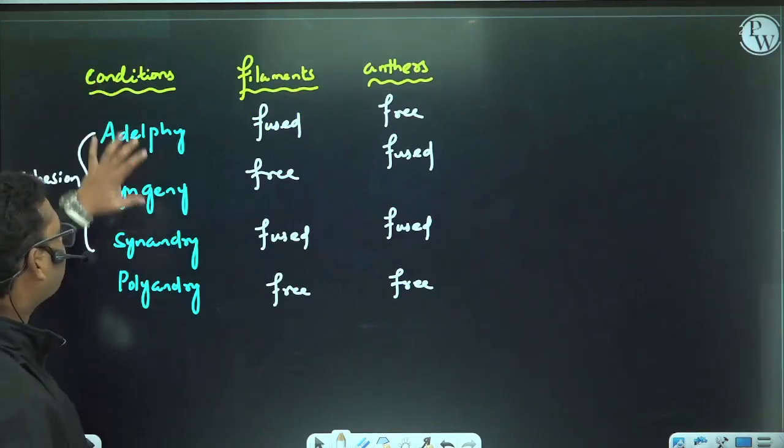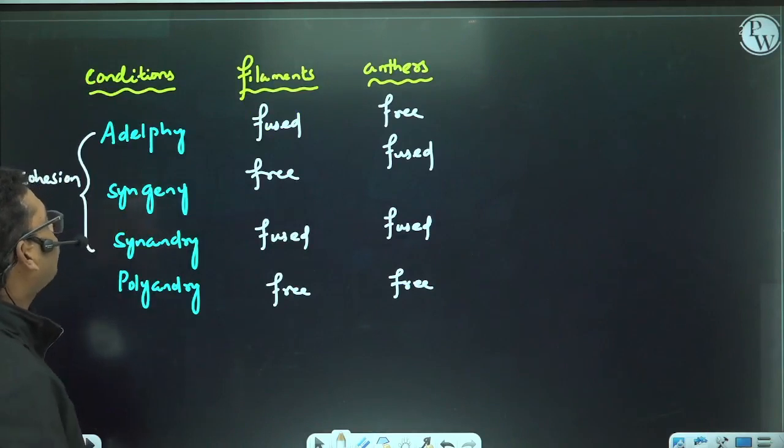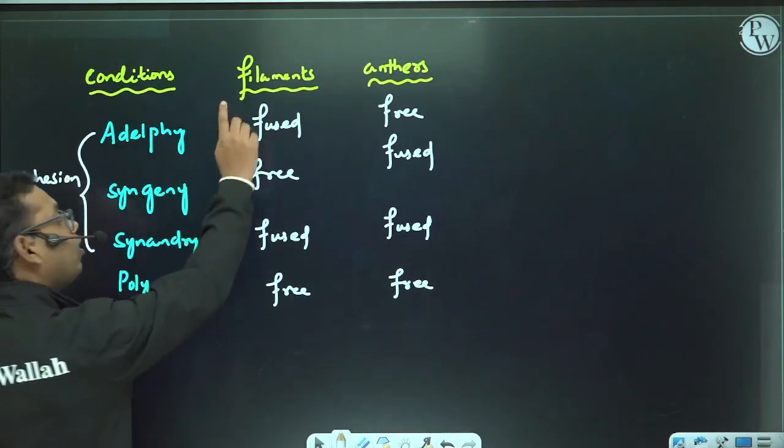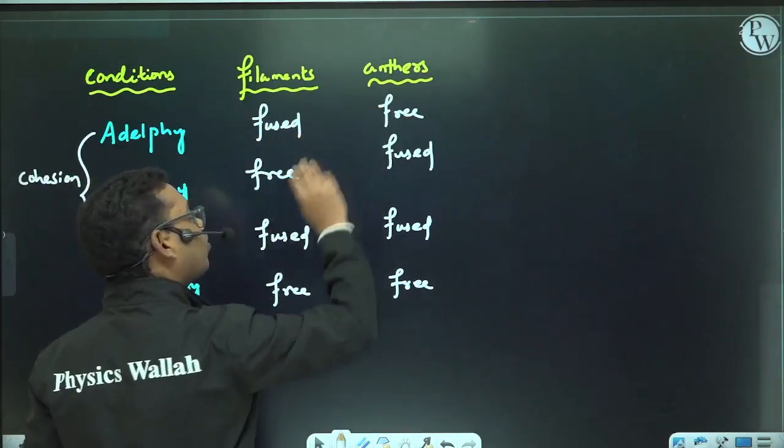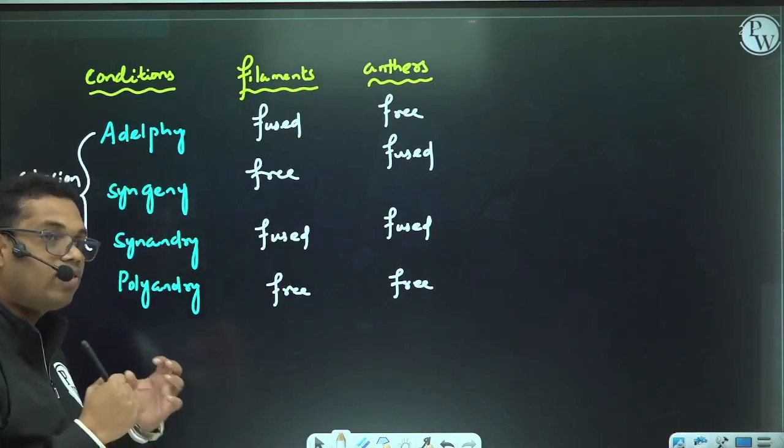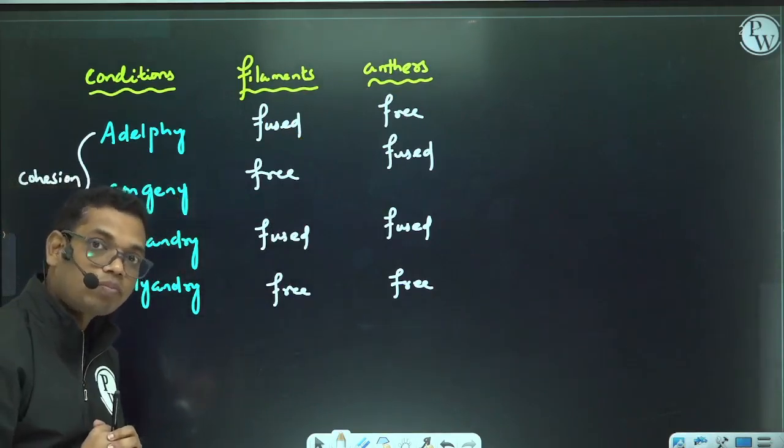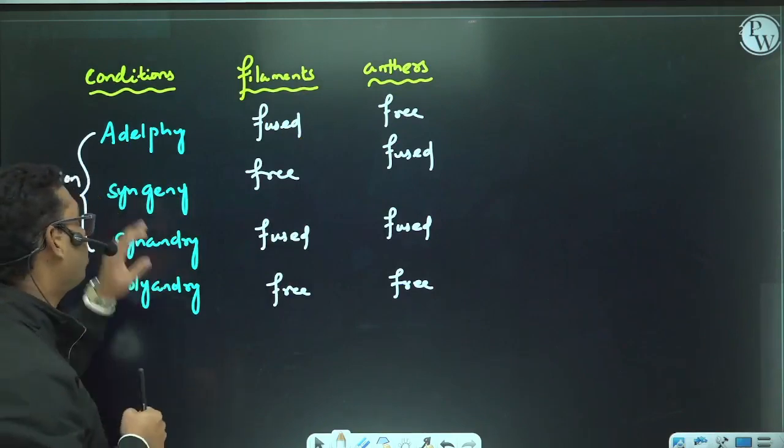Okay, so these are the different conditions. In case of adelphy, filaments are fused but the anthers are free. So if the filaments of the stamens fuse and the anthers are free, that condition is called adelphy.